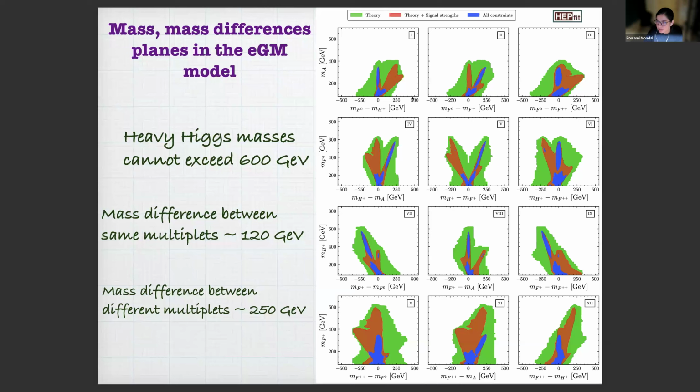So, if you stay in the Georgi-Machacek model, and if you see a 650 GeV and a 95 GeV scalar both, then your Georgi-Machacek model is not a viable model, or the extended Georgi-Machacek model is also not.